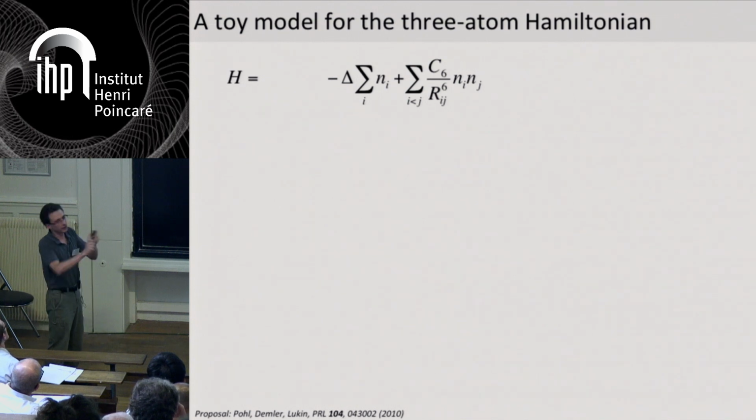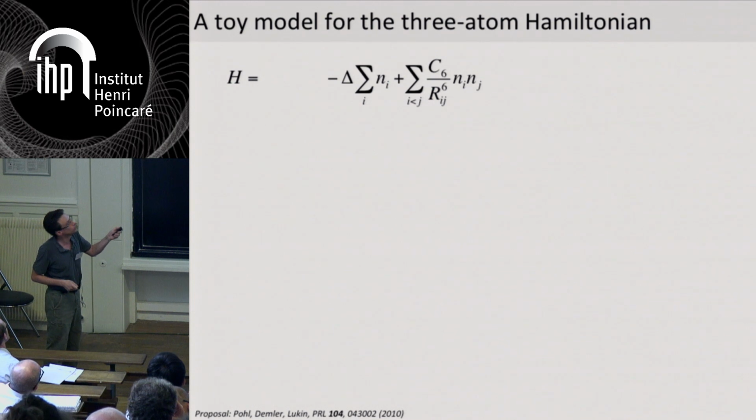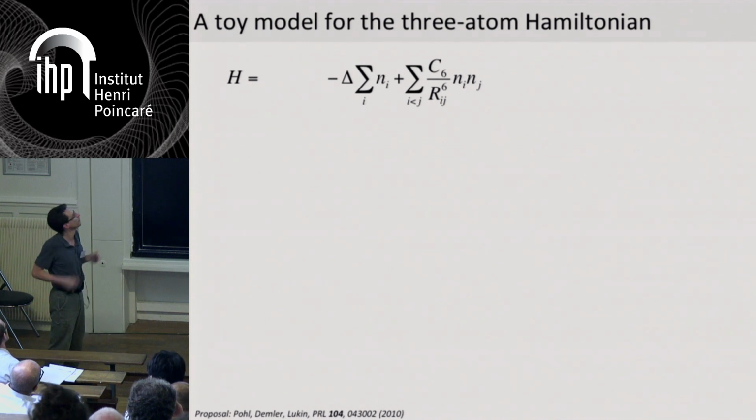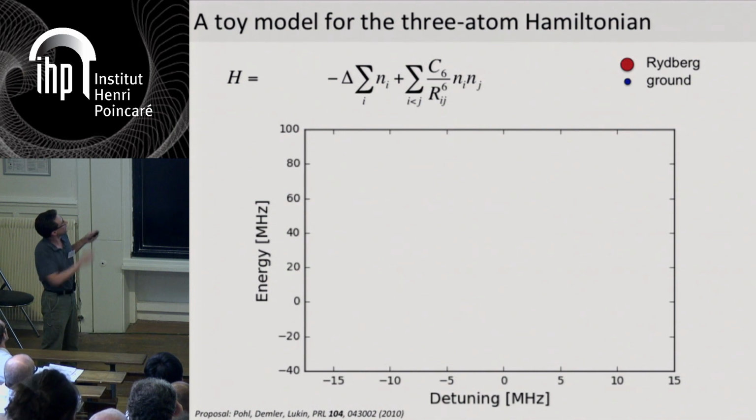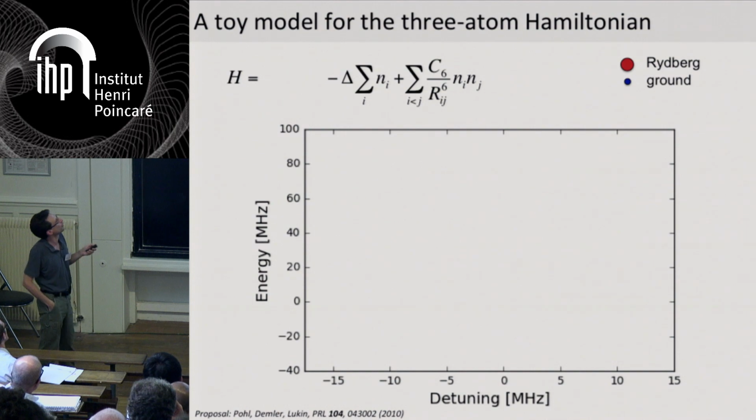And the other term, the interaction term, tells me the price, again, that I must pay to put 2 Rydberg excitations at some distance r_ij from each other. And this price is always positive. These Rydberg van der Waals interactions are always positive. C6 here is a constant positive coefficient. All right, and now I can plot the energy of all the eigenstates of this Hamiltonian as a function of the parameter delta here.